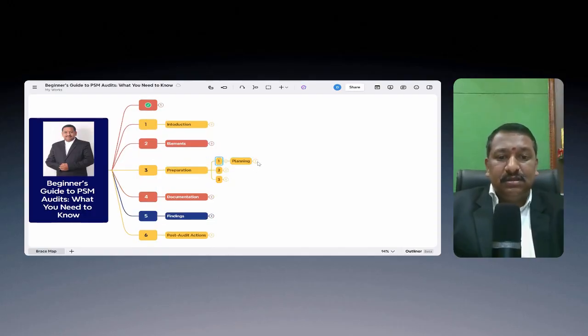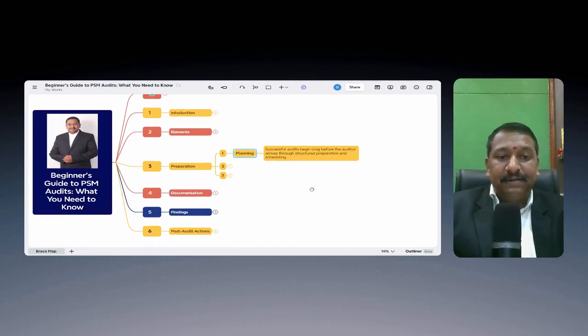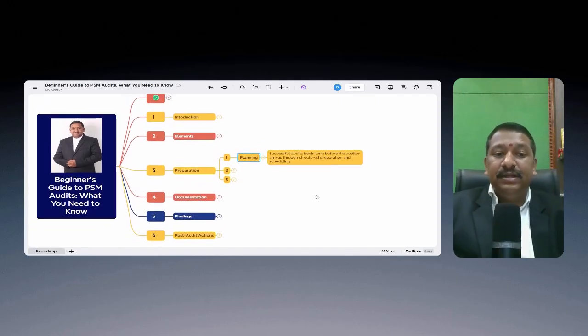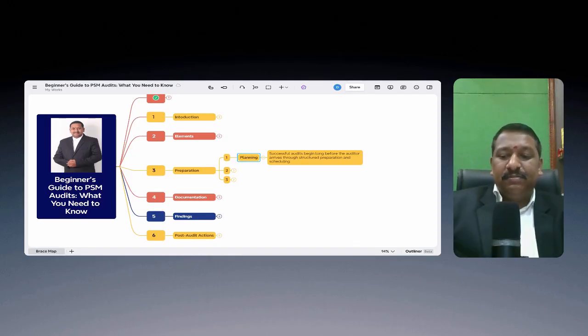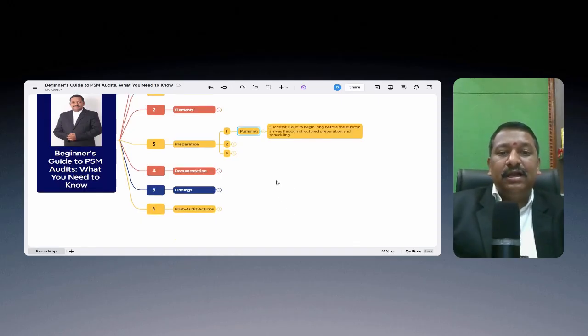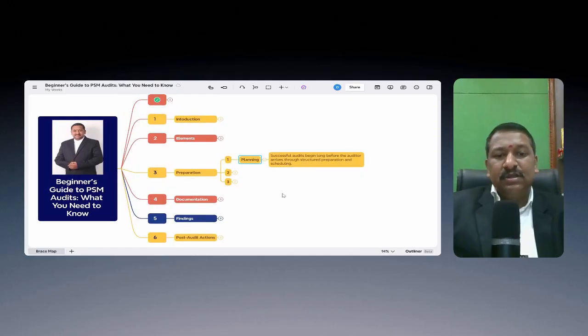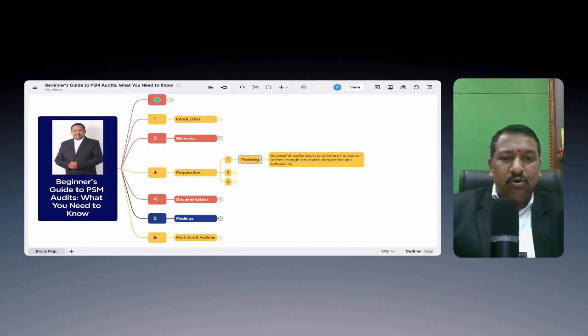The third stage is preparation. In the preparation, an important aspect is planning. Successful audits begin long before the auditor arrives, through structured preparation and scheduling. Scheduling is done based on the criticality of the process. What are the raw materials in the process? What are the finished goods produced? What is the manufacturing process? What are the safety interlocks? Whether the PHA reports and incident investigation data are available.